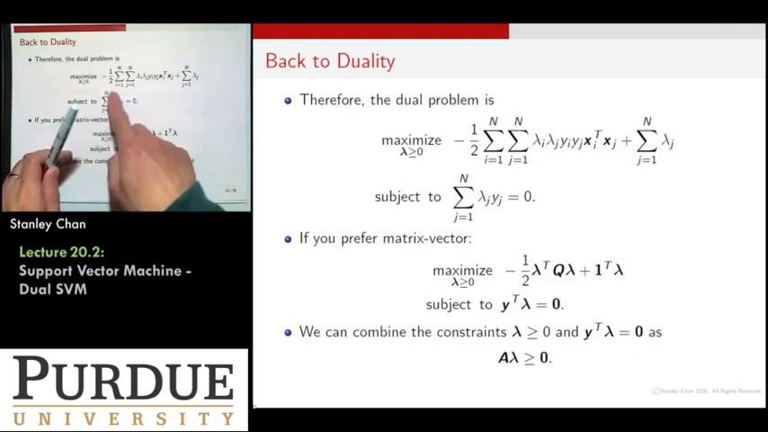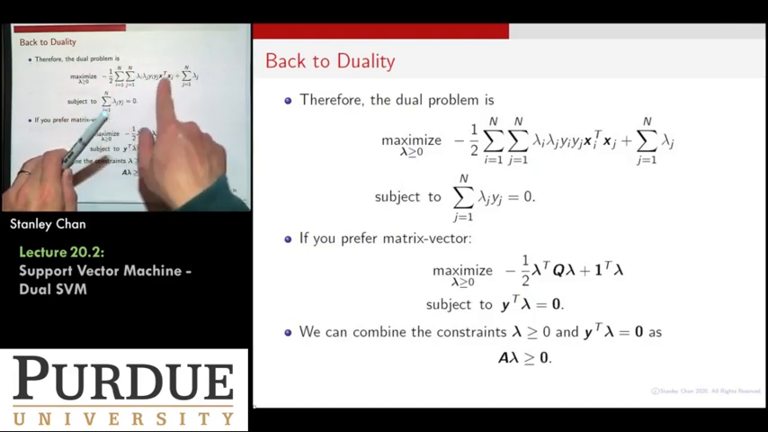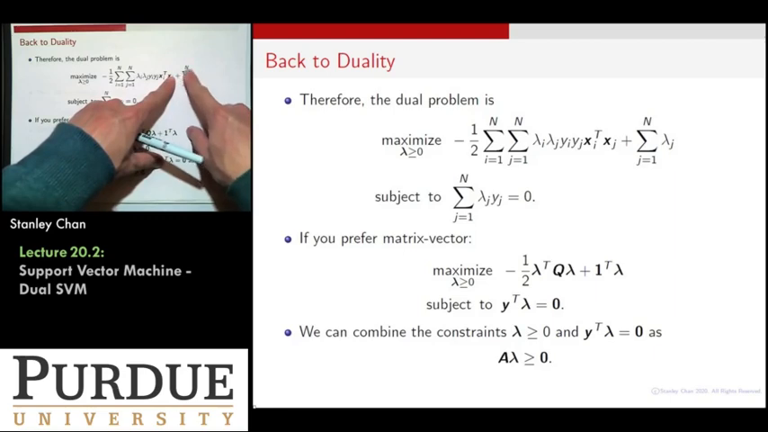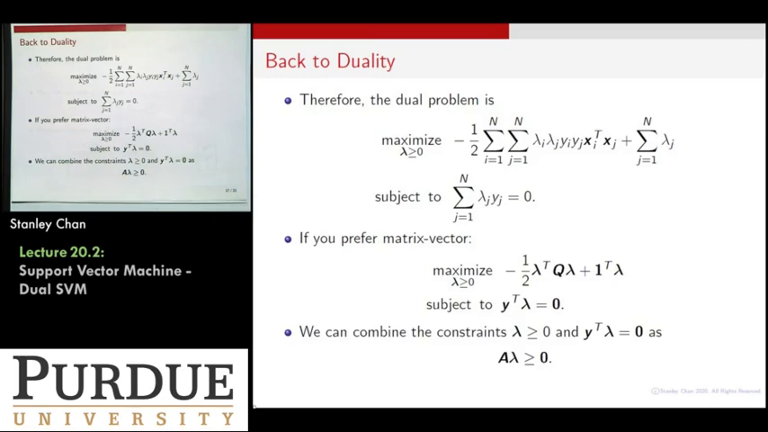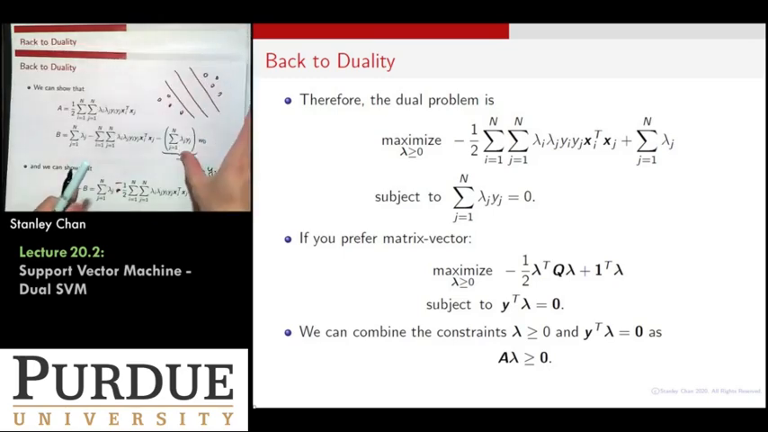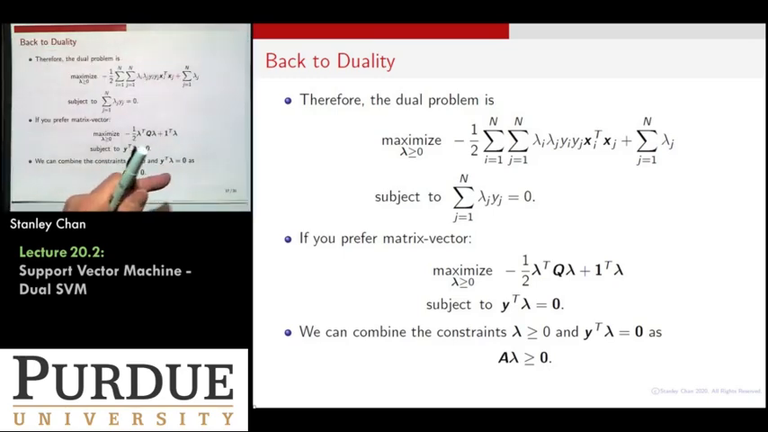Okay, so you have a -1/2 of this gigantic term plus the summation of the lambdas, and then with a constraint that this is going to 0. I really need to go home and think about why this is going to 0. I owe you something today. So I will find out why this is going to 0.